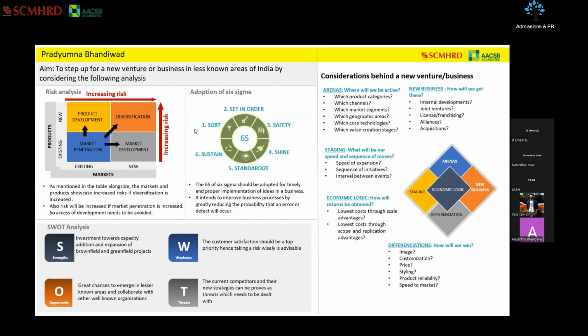The first one is the arenas, where the questions will majorly revolve around where the business would be active. The second part is the new business, which means that what are the strategies we'll use to get there. The third part is staging, which means that what will be the speed and the sequence of the moves. This is an important part of the solution, and the businesses would be looking for this particular type of structure.